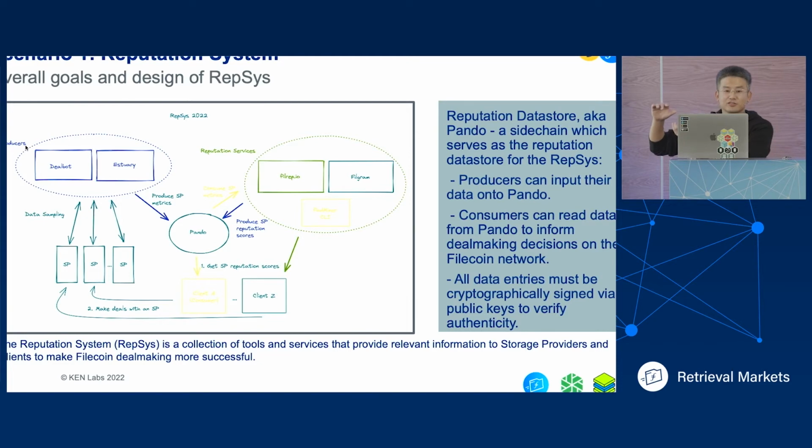Some data providers can test or make some data sampling with storage providers. They get some metrics, and then they store these metrics to Pando, and the other reputation service will get these metrics data and compute this data following some rules, and then store the computation result back to Pando. And then the clients could get the reputation scores from the Pando, and they can make some decisions to select the storage providers.